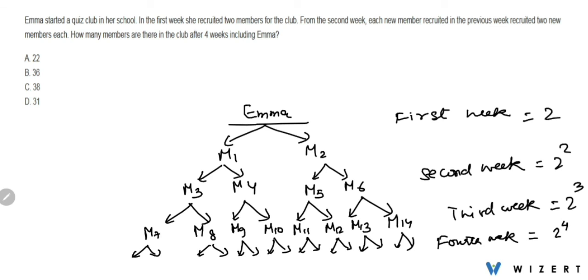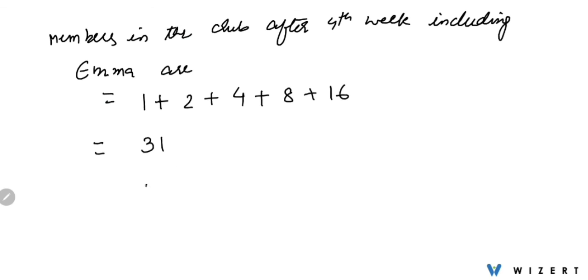So 31 is our answer, which is option D. Hence we can say that the answer is option D.